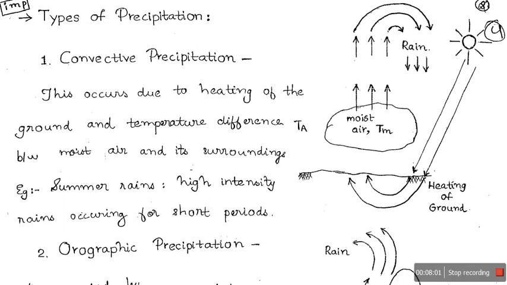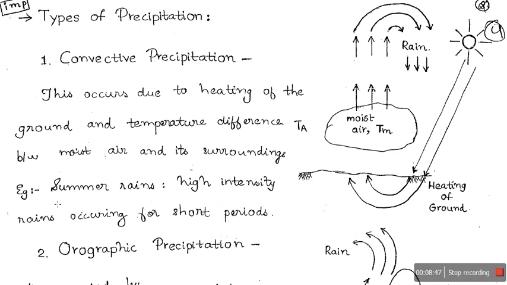So the first one is convection precipitation. This occurs due to the heating of the ground and the temperature difference between the moist air and its surroundings. So how will rain happen? If the hot air goes up, it will cool down and the condensation process occurs, and because of the condensation process we will get the rain. So first, warm air has to go up and it has to cool down, right?